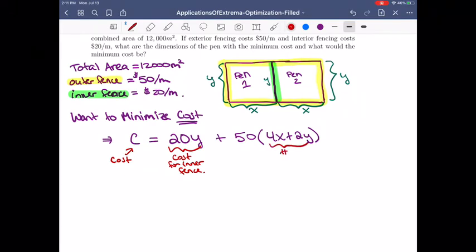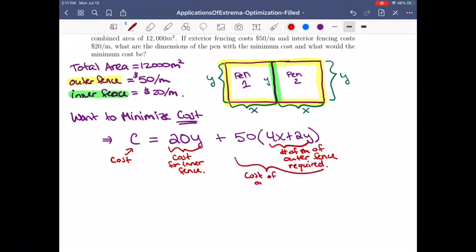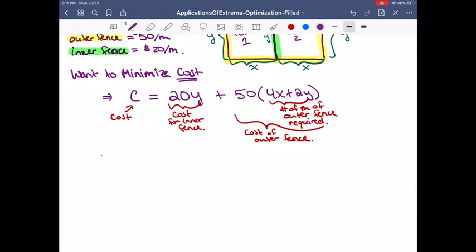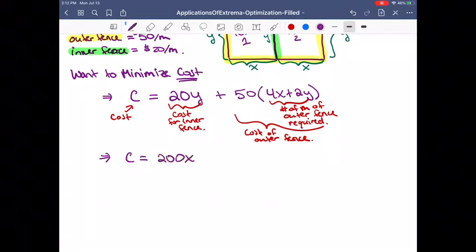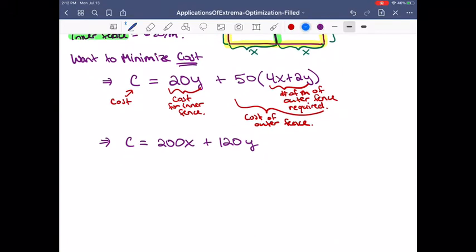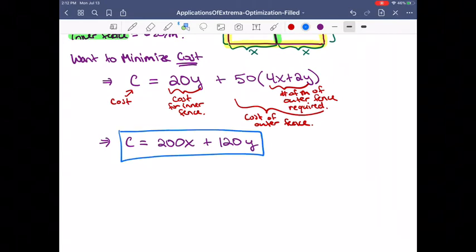Okay, so this is the number of meters of outer fence required. When I multiply it by 50, I get the cost of the outer fence. Now if I simplify this, 50 times 4 is 200x, and 50 times 2 is 100y, plus the 20y, I get 120y. Okay, so this is what I want to minimize. This is our objective function.